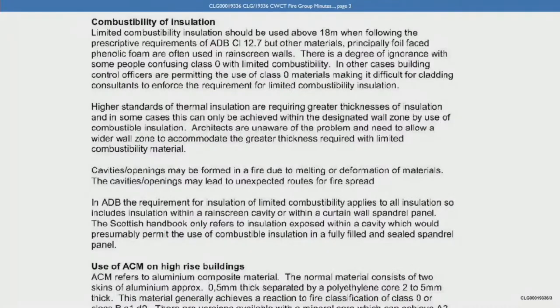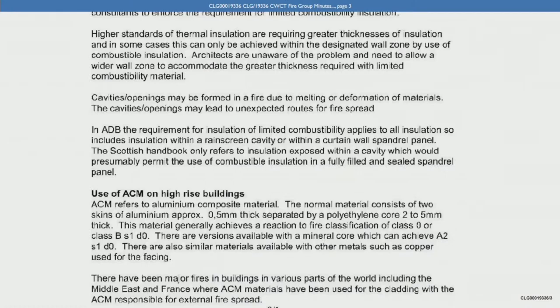Right. Still on page 3, under the heading Use of ACM on High-Rise Buildings, ACM refers to aluminium composite material. The normal material consists of two skins of aluminium approximately half a millimetre thick, separated by a polyethylene core 2 to 5 millimetres thick. This material generally achieves a reaction to fire classification of class naught or class BS1D naught. There are versions available with a mineral core which can achieve A2, S1D naught. There are also similar materials available with other metals such as copper used for the facing. There have been major fires in buildings in various parts of the world, including the Middle East and France, where ACM materials have been used for the cladding, with the ACM responsible for external fire spread. Now, was any of that imparted to you by Sarah Colwell after the meeting?